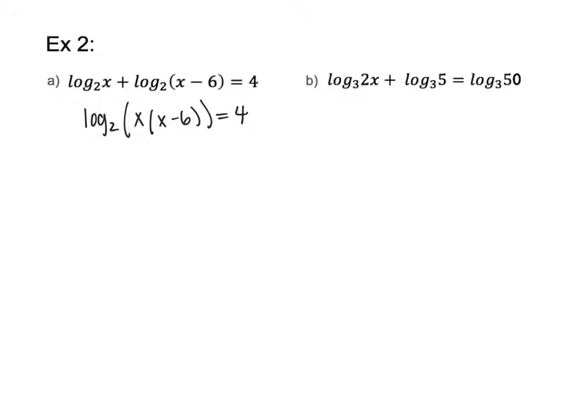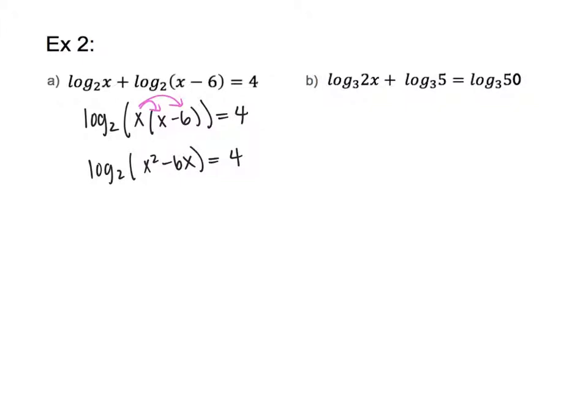This problem seems very similar to yesterday's problem where because we had x and then a parentheses to multiply, we have to distribute that x. So I'm going to go ahead and do that. So I have log 2 of x squared, because x times x gives you x squared. X times negative 6 gives you negative 6x. And then this side is a 4.